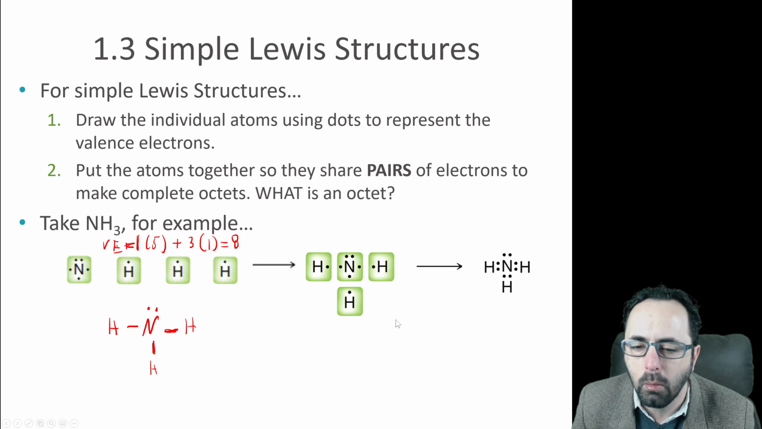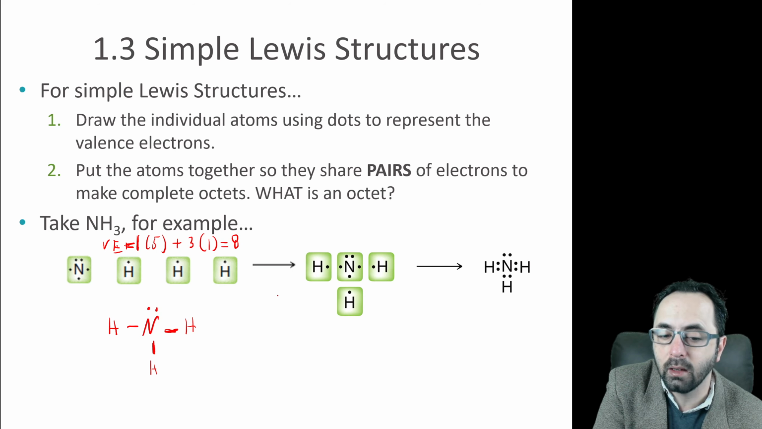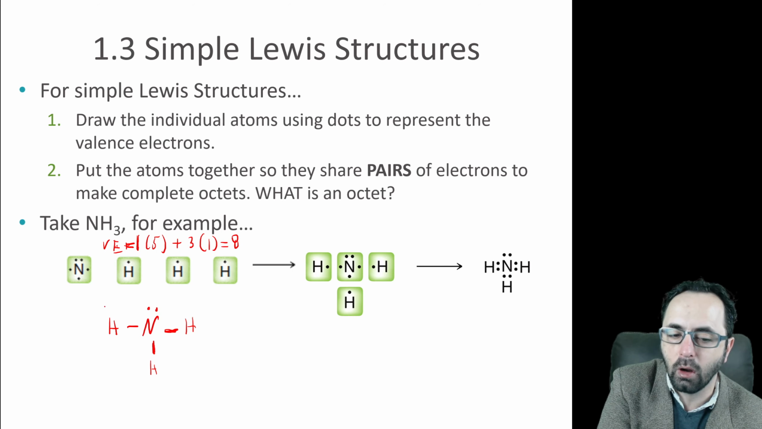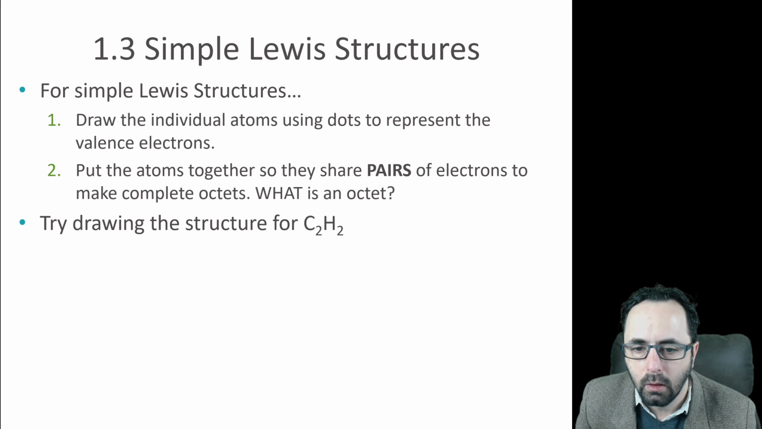And so if we remember that nitrogen has 3 bonds and then hydrogen only makes 1, we can almost immediately get to this structure, knowing that nitrogen makes 3 bonds and has 1 lone pair. So what if we got something a little bit more complicated?